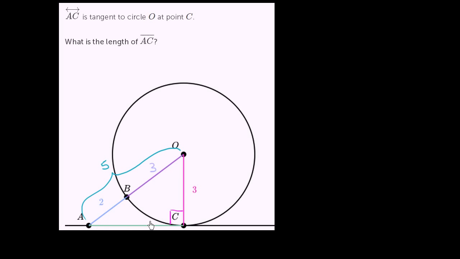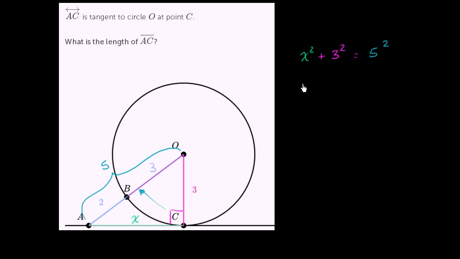And so we need to figure out what the length of segment AC is. So let's just call that, I don't know, I will call that X. And so we know that x squared plus 3 squared, I'm just applying the Pythagorean theorem here, is going to be equal to the length of the hypotenuse squared, which is 5 squared. And I know this is the hypotenuse. It's the side opposite the 90-degree angle. It's the longest side of the right triangle.